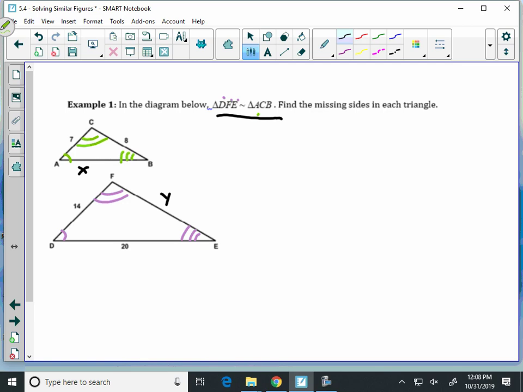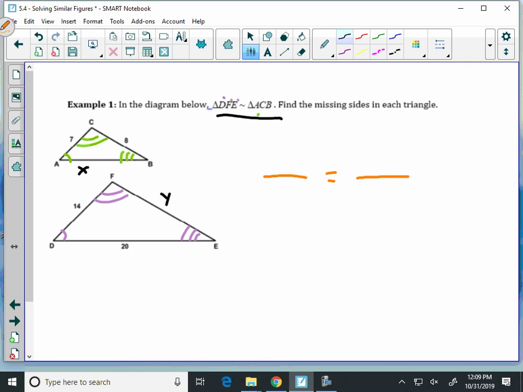Are we finding missing sides or missing angles? Sides. And we have similar figures, so that means we are going to set up a proportion. So I'm going to do fraction equals a fraction. I just have to fill in the top and bottom of my fraction.